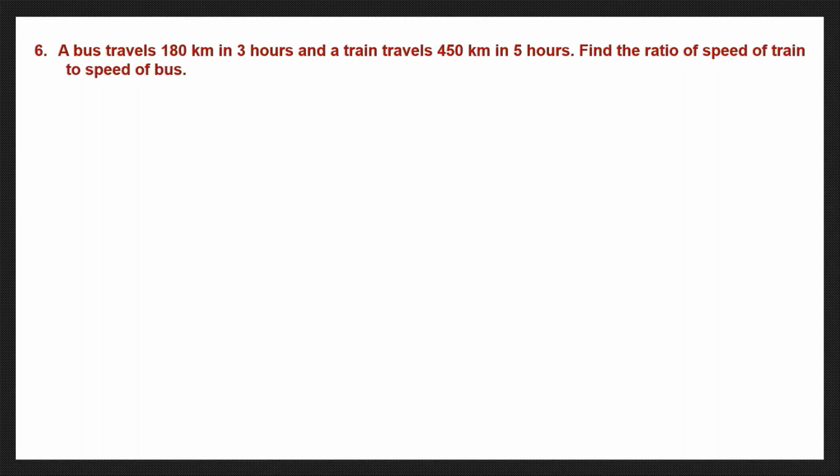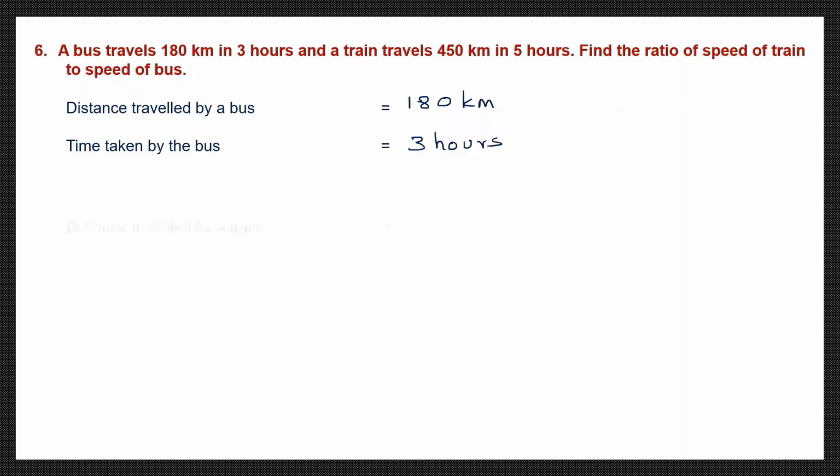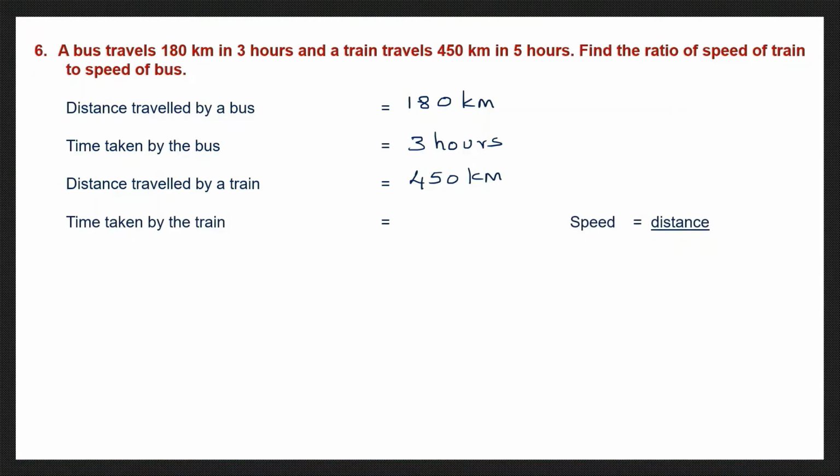Find the ratio of speed of train to speed of bus. So that is what we need to find out. So let's start. Distance traveled by a bus is 180 kilometers. The time taken by the bus to cover this 180 kilometers is 3 hours. Then distance traveled by a train is 450 kilometers. The time taken by the train to cover this is 5 hours.